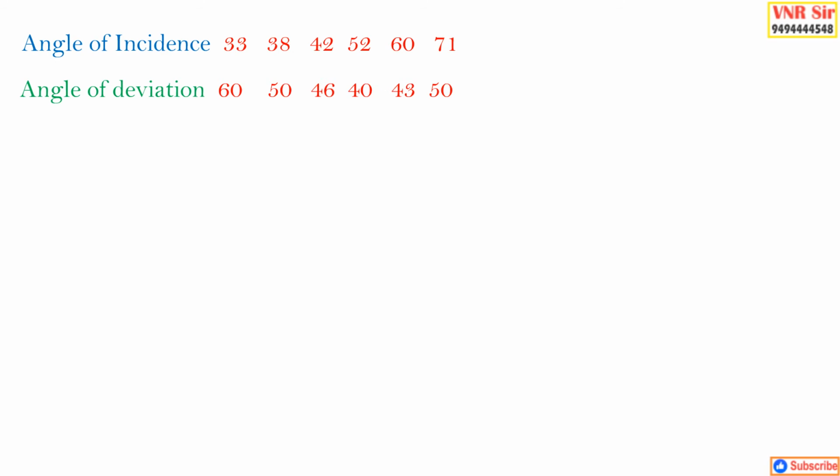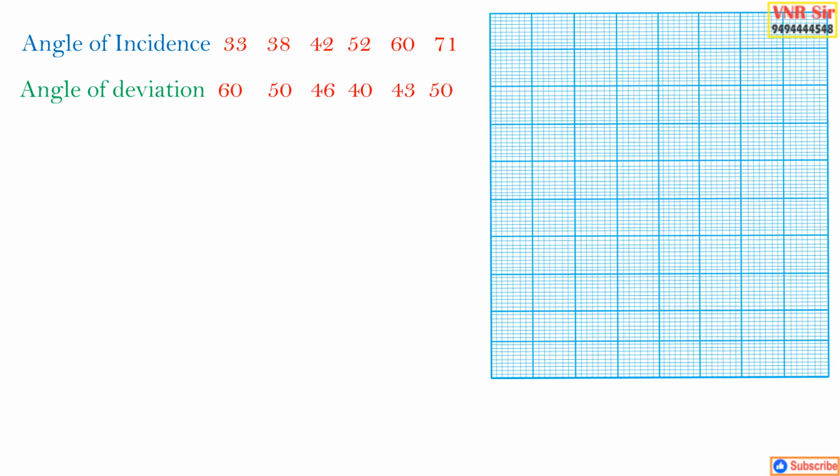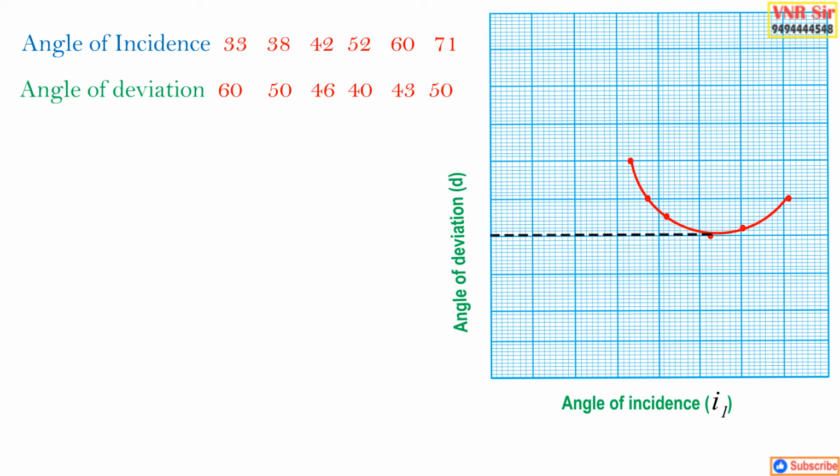We repeat the same experiment with a different angle of incidence, and if you calculate angle of deviation for each angle of incidence, we will be getting a tabular form of this. For angle of incidence and angle of deviation, if we plot a graph by taking angle of incidence on x-axis and angle of deviation on y-axis, the graph is a parabola. So you can understand by seeing this, as the angle of incidence increases, the angle of deviation decreases first and later increases. So for a particular angle of incidence, the angle of deviation is minimum.